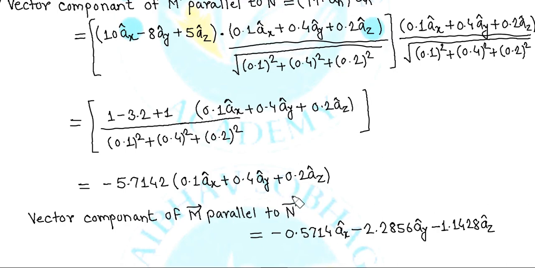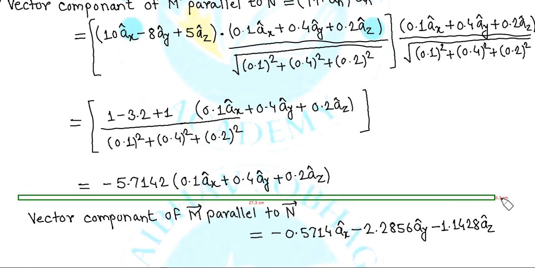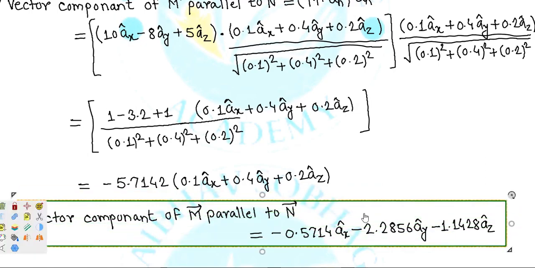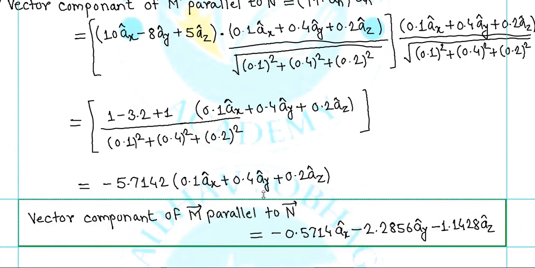So this is your vector component, or you can say vector projection of vector m over vector n, or vector component of vector m parallel to vector n. These are one and the same thing. You can say this is the projection of this vector onto this vector, or the component which is parallel to this vector. So this is your very first part of the numerical. Now we will be moving on to the second part of the numerical.